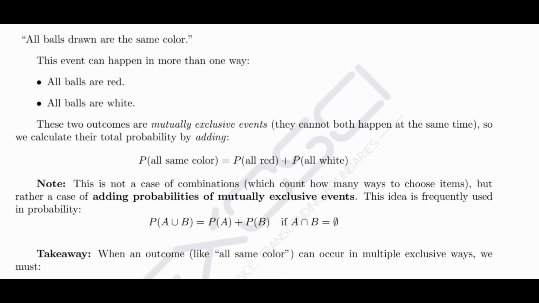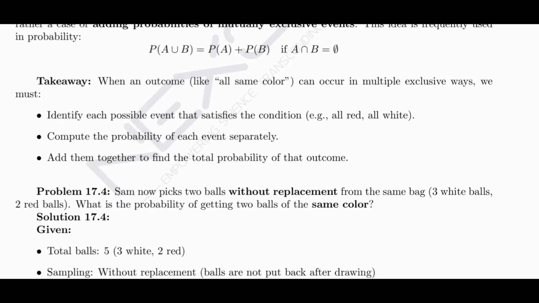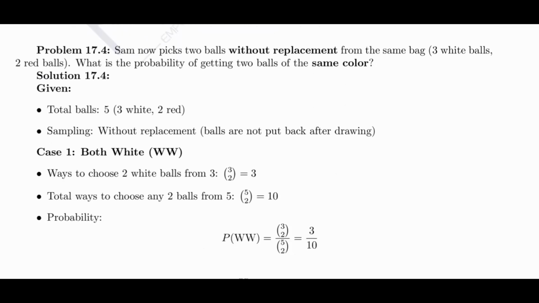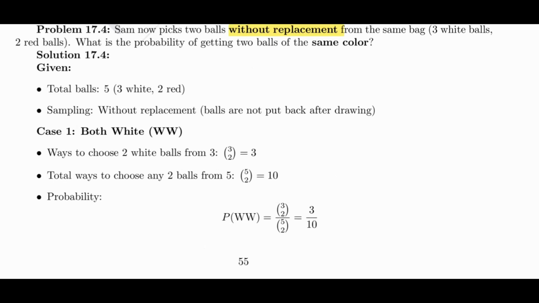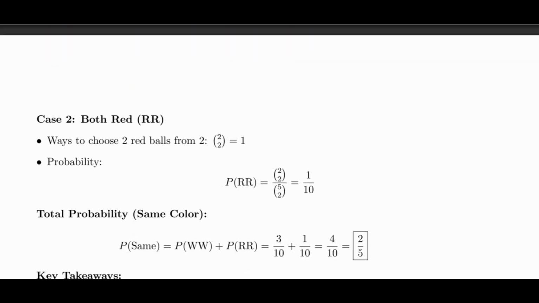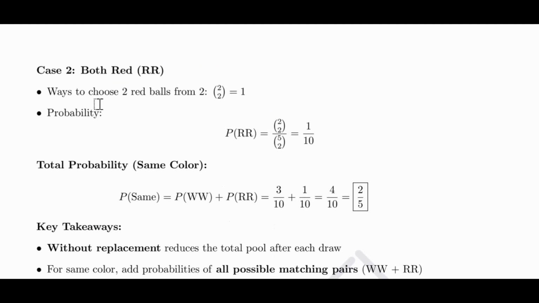Example 4. 2 balls without replacement. Now Sam tries again, but this time without replacement. That means once the first ball is taken out, it is not put back. So the total number of balls decreases. Let's consider both cases. Case 1. 2 whites. We want to know how many ways to pick 2 white balls out of 3. That number is 3. How many ways to pick any 2 balls out of 5? That number is 10. So the probability is 3 out of 10. Case 2. 2 reds. There is only one way to pick 2 reds out of 2. Again, the total is 10 possible ways. So the probability is 1 out of 10.